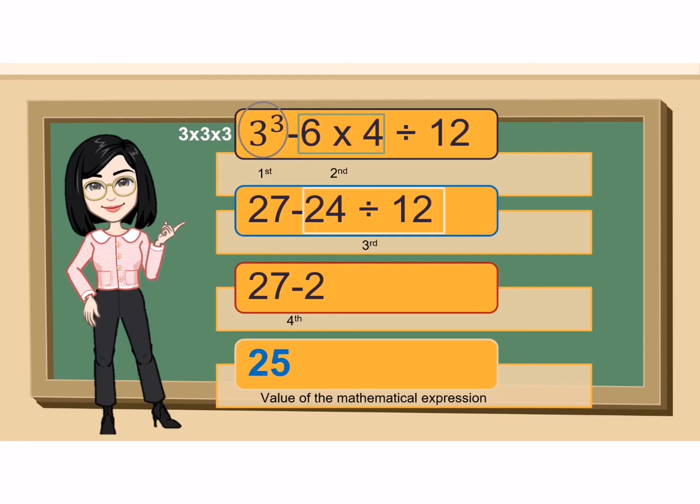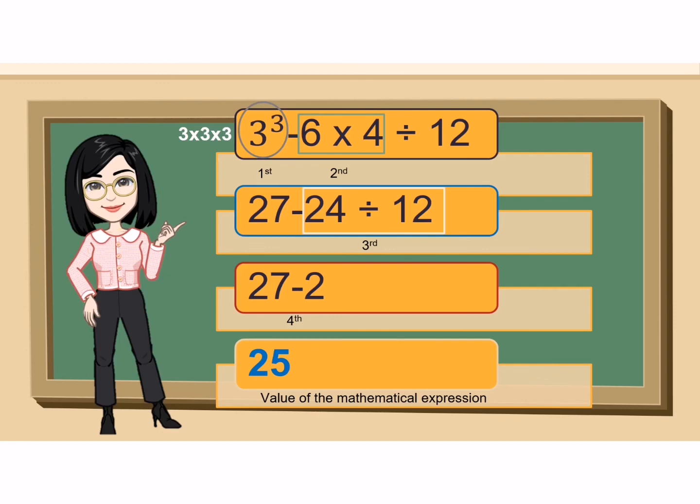The next thing we should do is to solve the multiplication operation, which is 6 times 4. So, 6 times 4 is equal to 24. The third step that we should do is to divide 24 by 12. So, 24 divided by 12 is equal to 2.